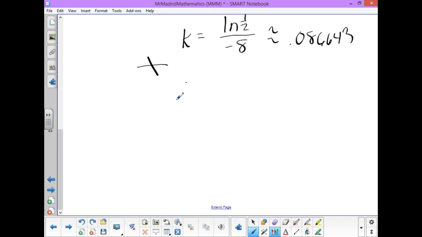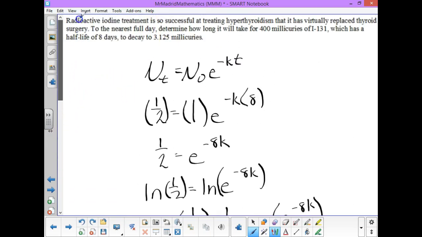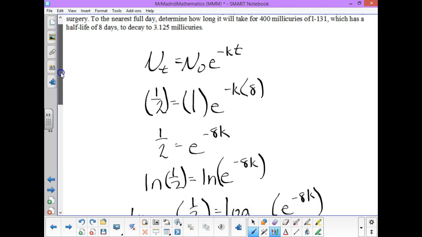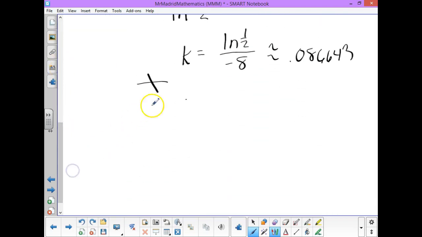Alright, so now we're going to write the decay function and see if we can solve for t so we can ultimately solve the problem. Again, how long will it take for this amount of I-131 to decay to that amount? Now that we have our decay constant, we're going to get into the specifics. Let's reintroduce the formula.